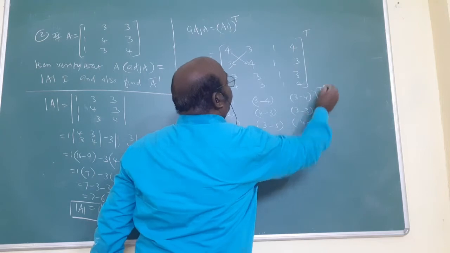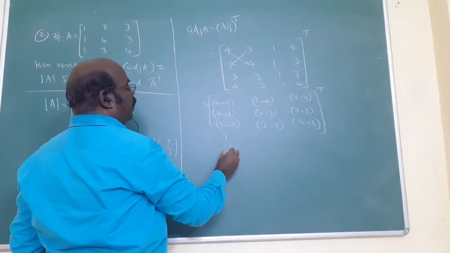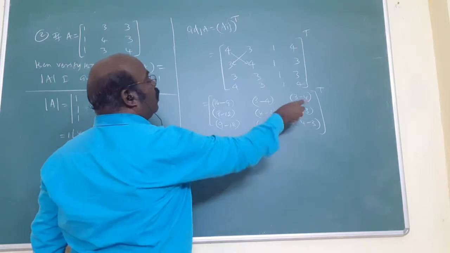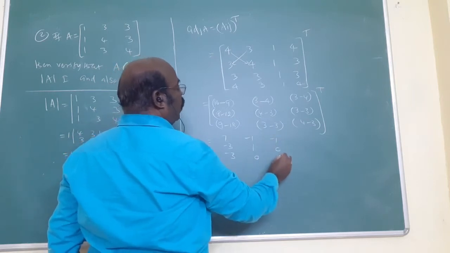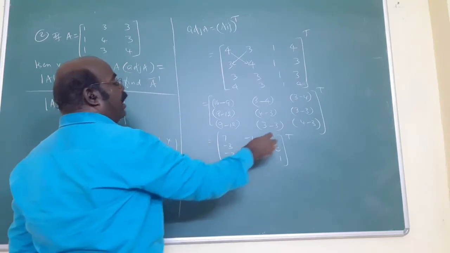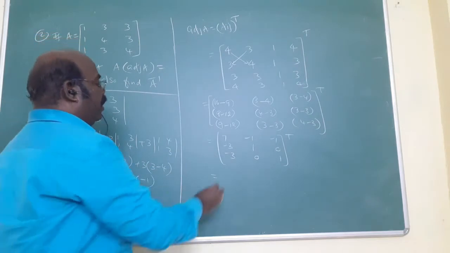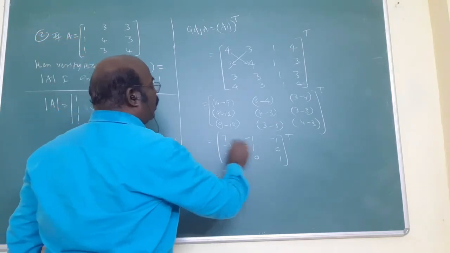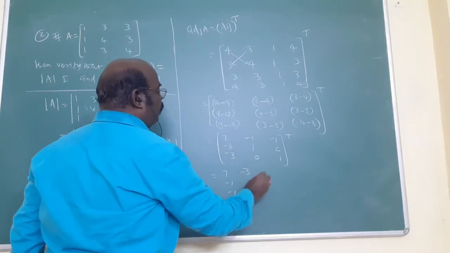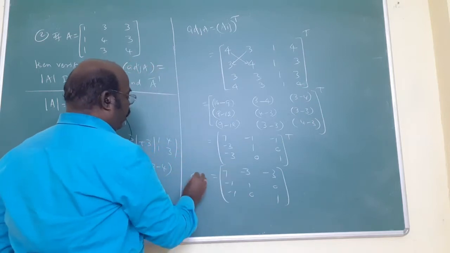Important, power T, that's important. Now simplify: 7, minus 3, minus 1, 1, 0, minus 1, 0, 1. This is power T. Now, T represents the transpose of the matrix. That means the first row is connected to the first column: 7, minus 1, minus 1. The second row: minus 3, 1, 0 becomes the second column: minus 3, 0. This is called the adjoint. This is the next part.